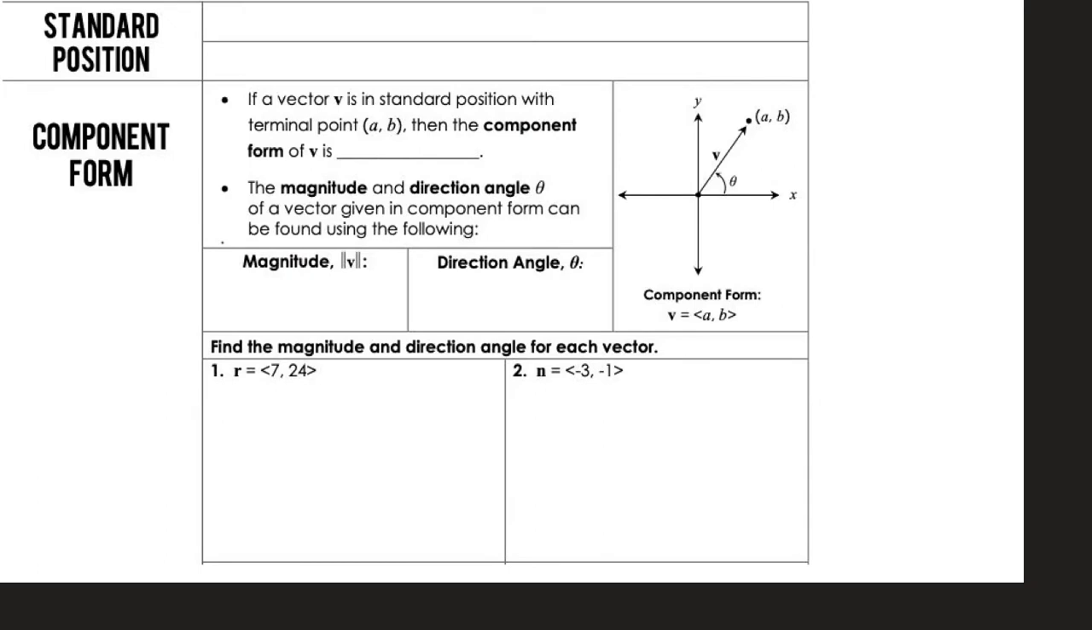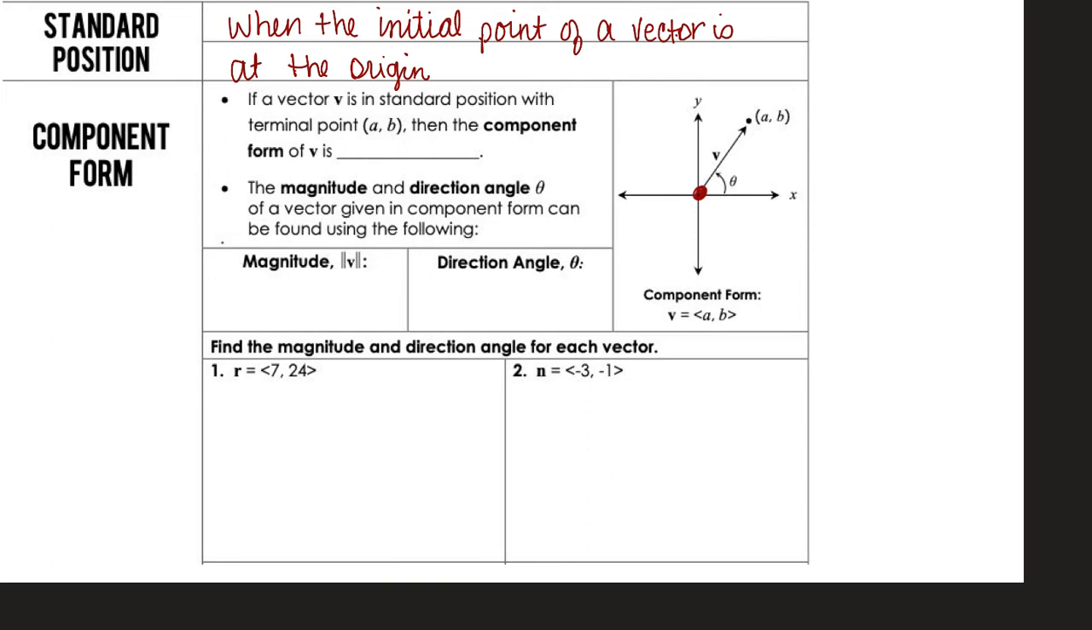Okay, now we're going to talk about standard position. And you're going to have a vector in standard position when the initial side, and that's the starting point, initial side's going to be this right here, when the initial side or point of a vector is at the origin.